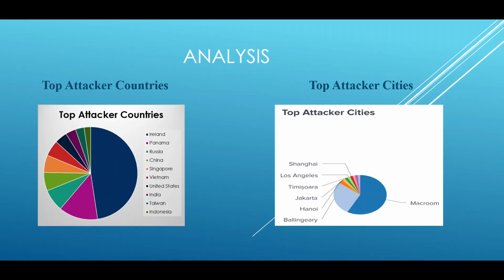The top attacker countries. The highest country is Ireland and the lowest attacker country is Indonesia, as shown in the figure. The difference in the number of attacks is notable in that Ireland contains twice the number of attacks than any other location. Attacker cities. Macroom is the largest attacking city and Annecy is the least attacking city. More than half of the total attacks happen only in Macroom city.